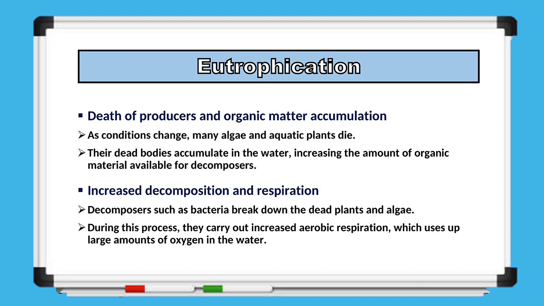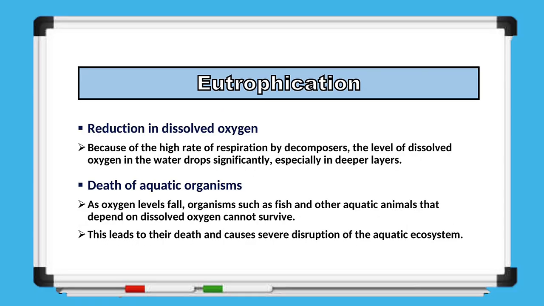The fourth stage involves increased decomposition and aerobic respiration. Decomposer bacteria feed on the dead organic material and multiply rapidly. As they break down the dead plants and algae, they respire aerobically, consuming large amounts of dissolved oxygen from the water. The fifth stage is the reduction in dissolved oxygen.